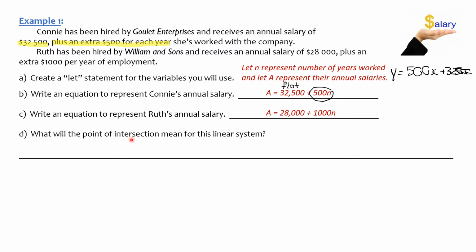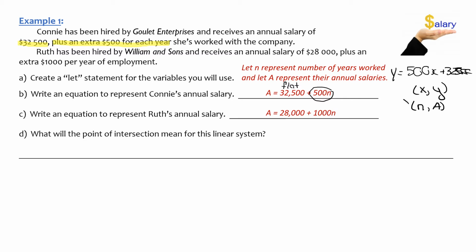What will the point of intersection mean for this linear system? When you see this question, it doesn't mean define point of intersection. So you wouldn't say it's where the lines cross. That's not what you're doing for a word problem. You're actually describing what it means. Now normally we would have an x and a y, and we would be saying what does it mean when x and y are the same in both. For our question though, instead of x we have an n, and instead of y we have an a.